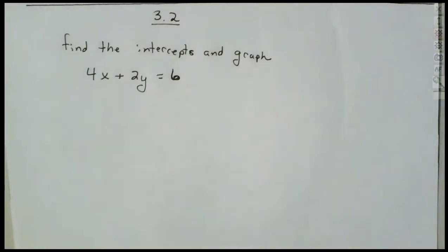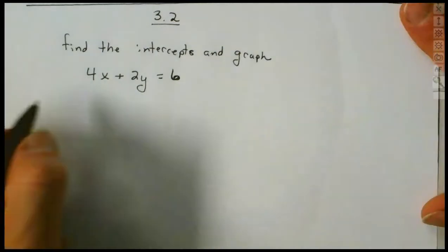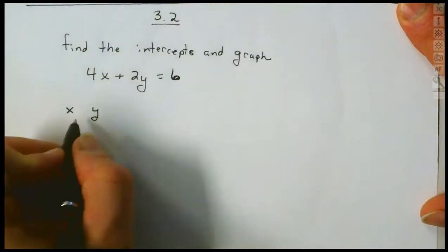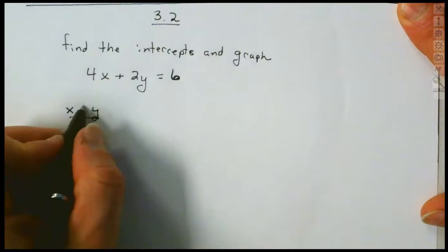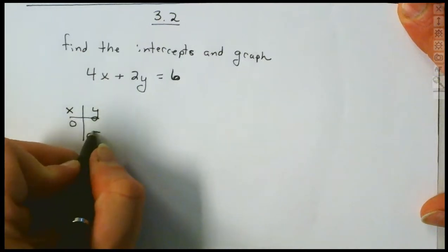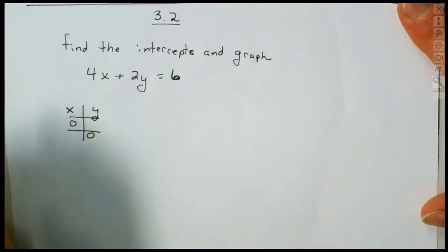Now, how we find the intercepts is we have to make a table. And this is a specific table for the intercepts, and they have our zeros in them. Okay, so this is called our intercept table.